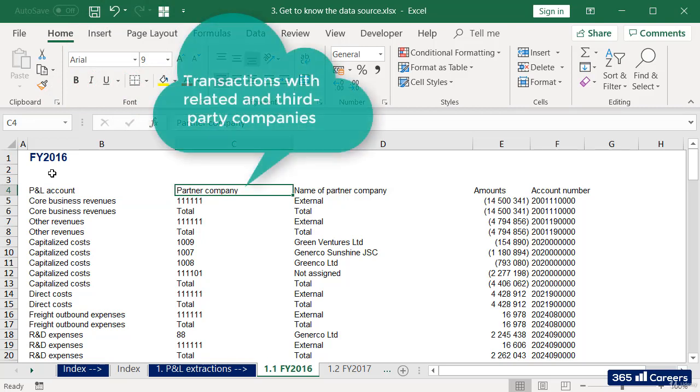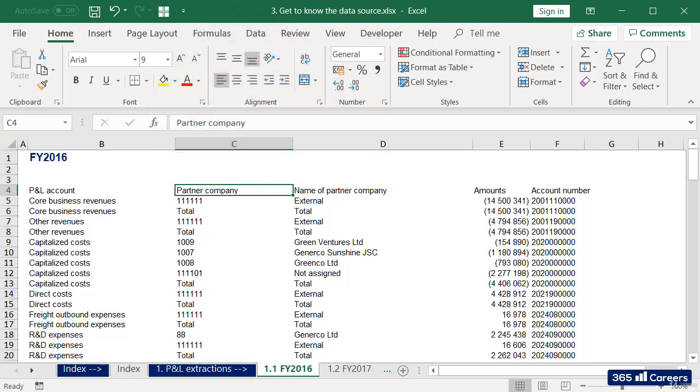Given that Yvggggg, the company whose extractions we are studying, is a holding entity, its financials include transactions with related companies and third-party companies. Each number in C corresponds to a single partner company, and all third-party companies are under the same number. That makes all the transactions within Yvggg traceable and facilitates preparation of consolidated financial statements.